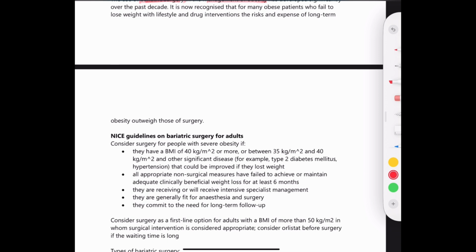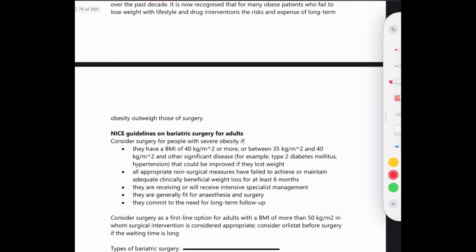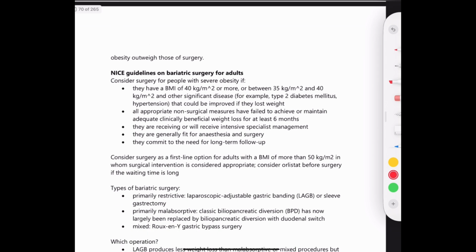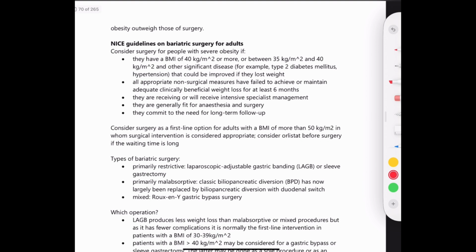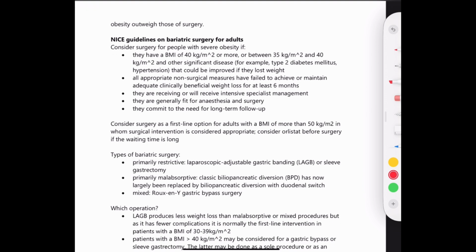For these risk factors, they require this. Now, NICE guidelines on bariatric surgery for adults: consider surgery for people with severe obesity if they have a BMI of greater than 40 kg/m² or more, or between 35 kg/m² and 40 kg/m² and other significant disease, for example type 2 diabetes mellitus or hypertension, that could be improved if they lost weight, right?